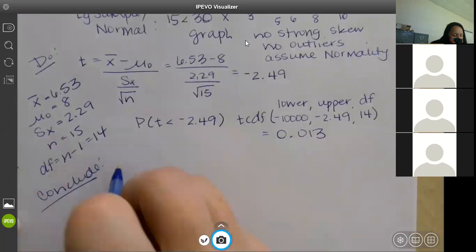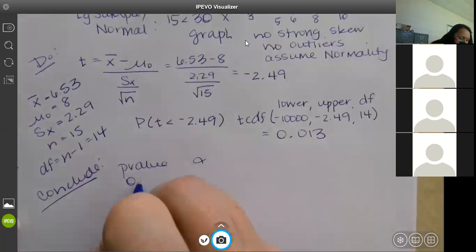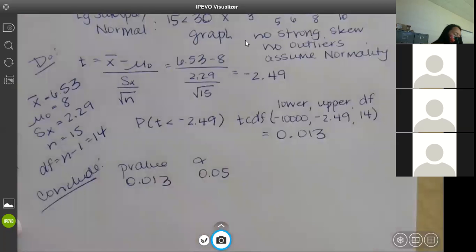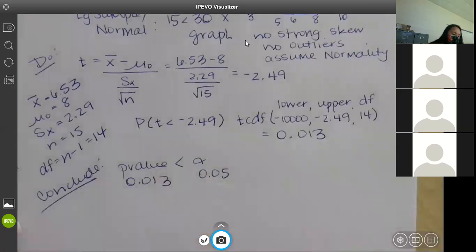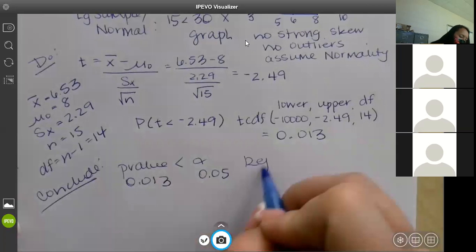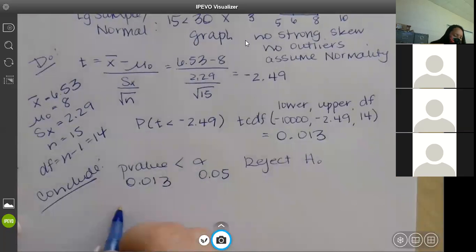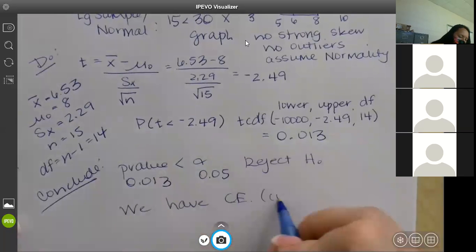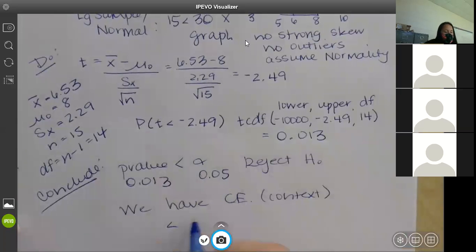So we're going to conclude by comparing our p-value to our alpha, our p-value of 0.013 to our alpha of 0.05. And we get our p-value as less than alpha, so we reject H sub 0. We have convincing evidence in context of the problem that they do get less than 8 hours of sleep a night.